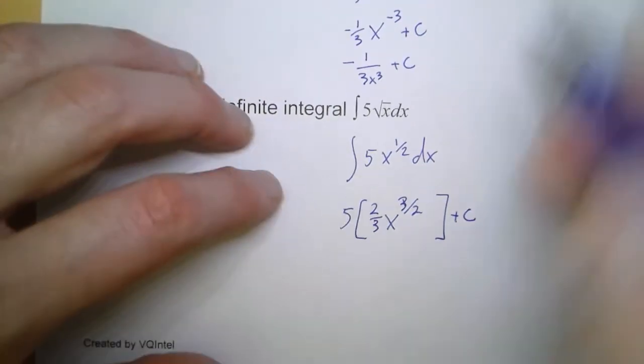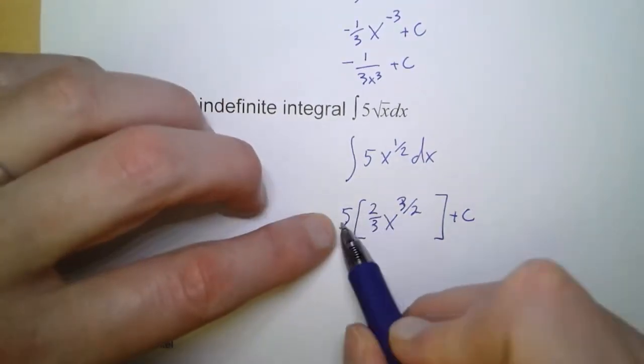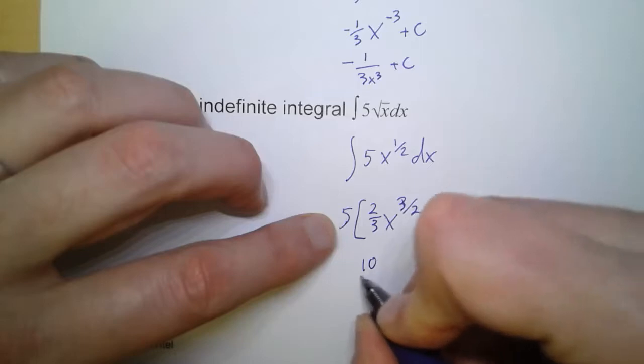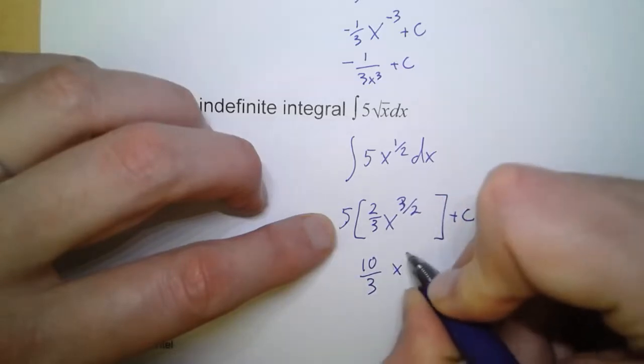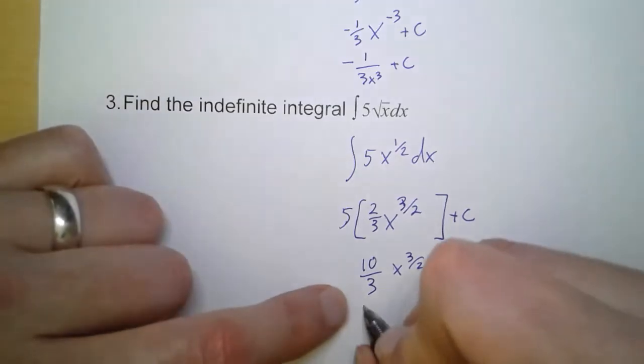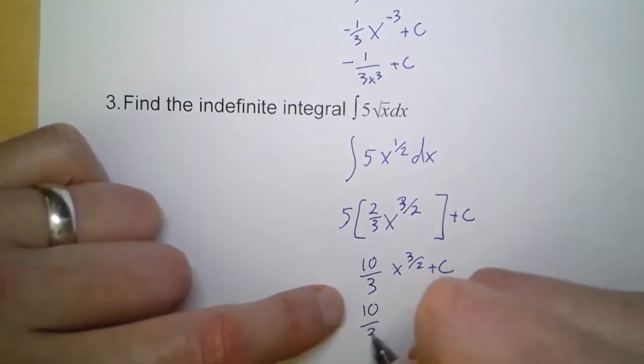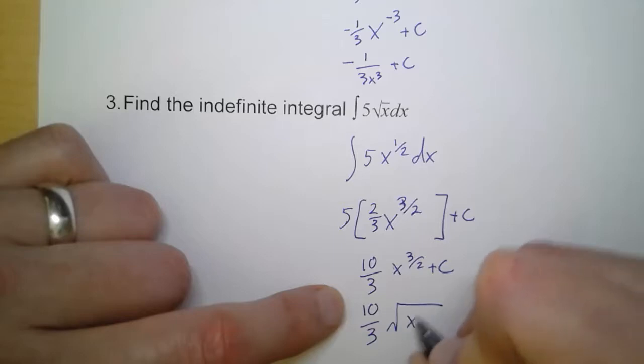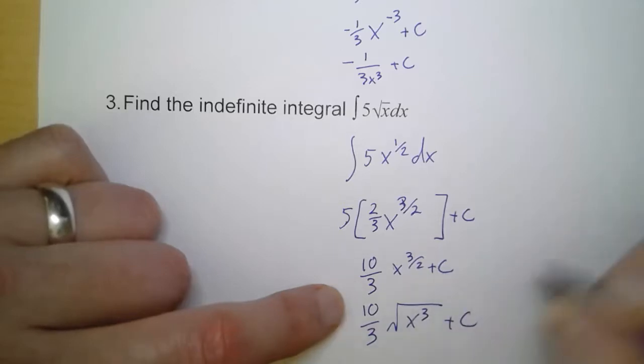So now, there was a 5 out there to begin with, and so we'll multiply that in. So 10/3 x to the 3/2 plus c. And this one I'll write with a radical: 10/3 times the square root of x cubed plus c.